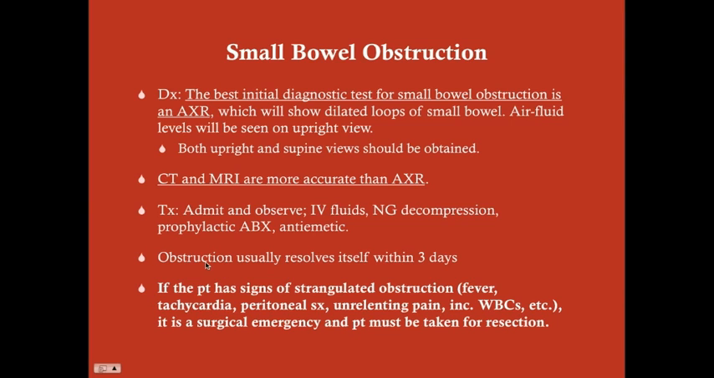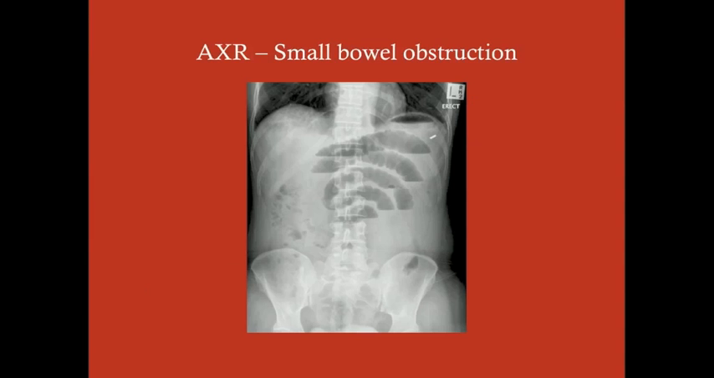So, as I mentioned, obstruction usually resolves itself within 3 days. If the patient has continued symptoms after 3 days, or if they start to show signs of a strangulated obstruction, and of course those would be peritoneal signs, development of fever, tachycardia, or if the pain starts to change where it becomes unrelenting as opposed to more colicky. And then, of course, also if within your labs you see an increased white count, then these things together suggest a strangulated obstruction. And this would be a surgical emergency, and in this case, the patient needs to be taken for resection.